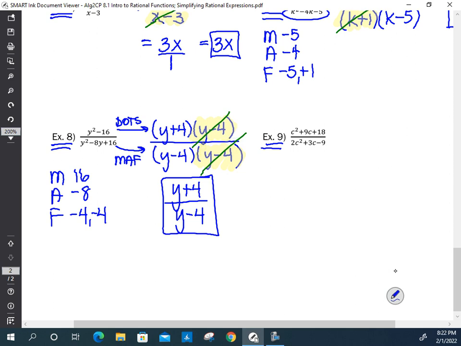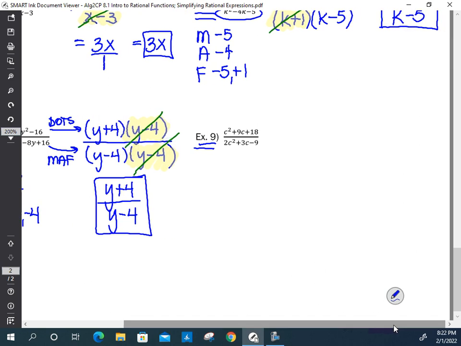So last but not least, example 9: c squared plus 9c plus 18 over 2c squared plus 3c minus 9. So once again, if we try to factor the top, you have 3 terms, so this is an MAF problem. Multiplies to 18 and adds to 9, so that's 6 and 3. So you have c plus 3 and c plus 6. Pretty straightforward.